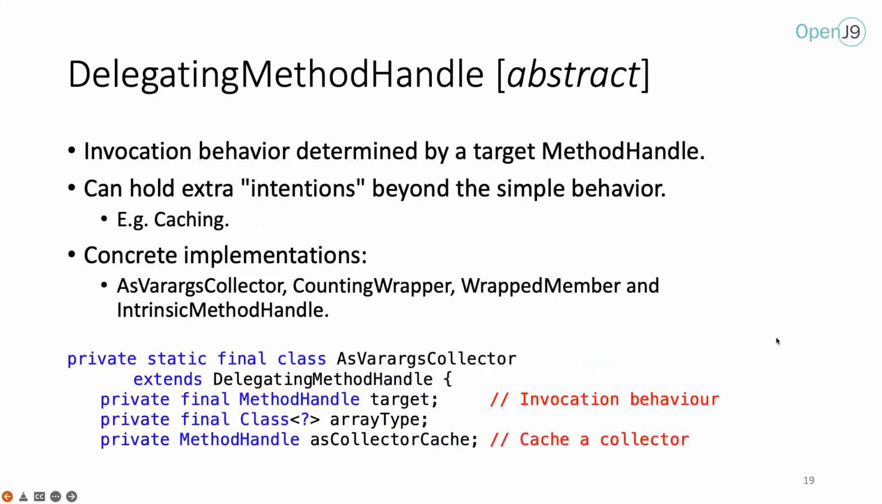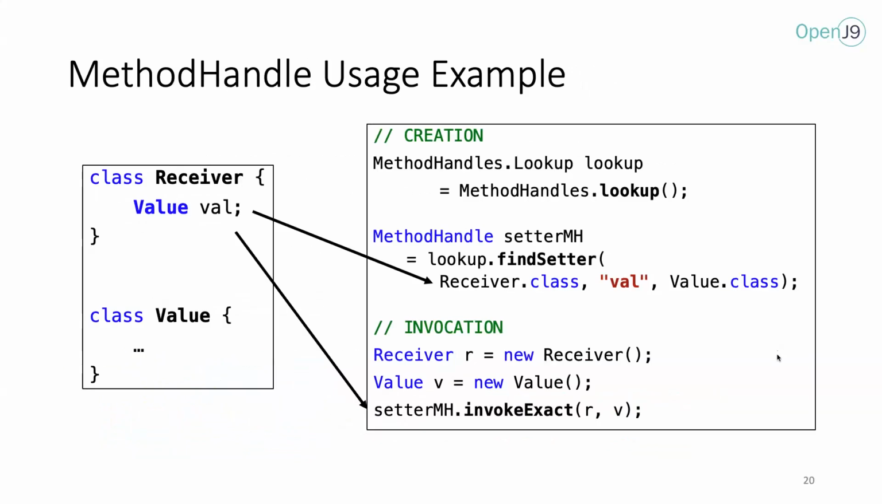And finally, we have the delegating method handle, where the invocation behavior is determined by a target method handle. It allows some extra capabilities, such as caching. The concrete implementations of this group of method handles include AsType, VarargsCollector, CountingWrapper, and so on. So they're not necessary for gaining a basic understanding of method handle implementation, and we will not be going into too much detail about them in this talk.